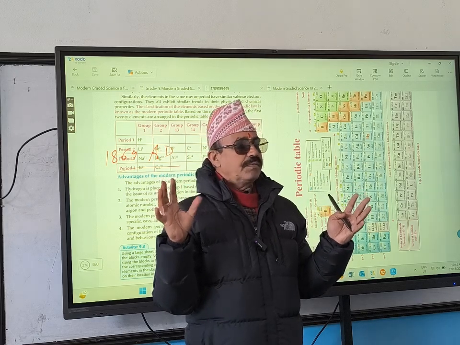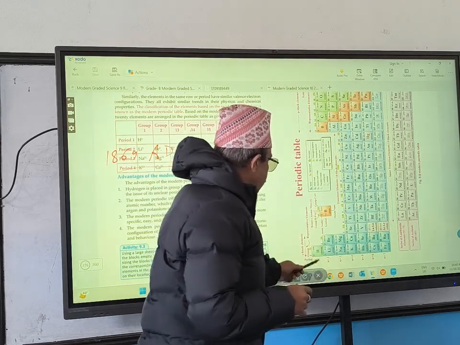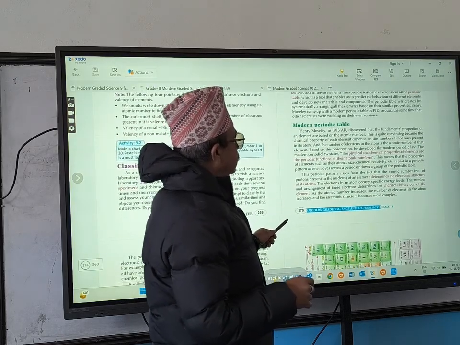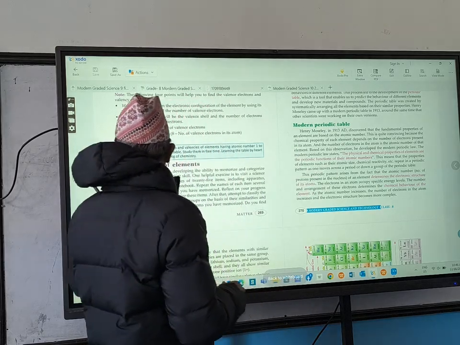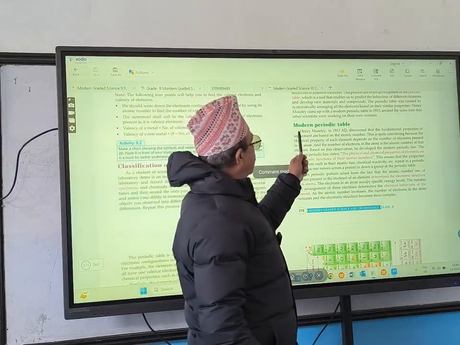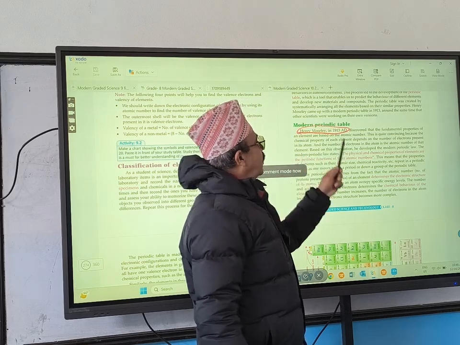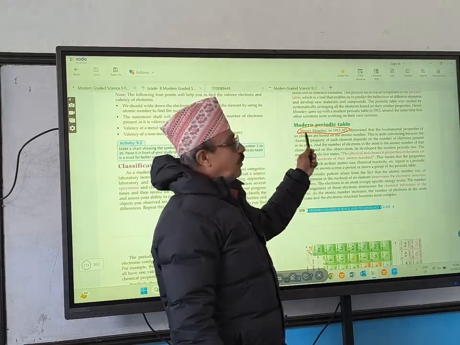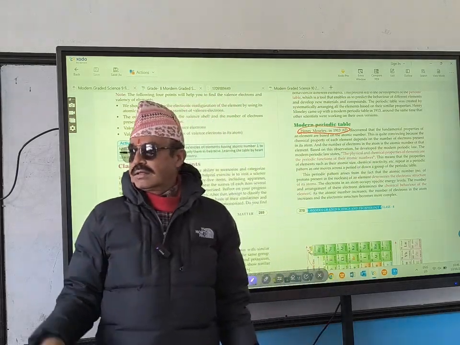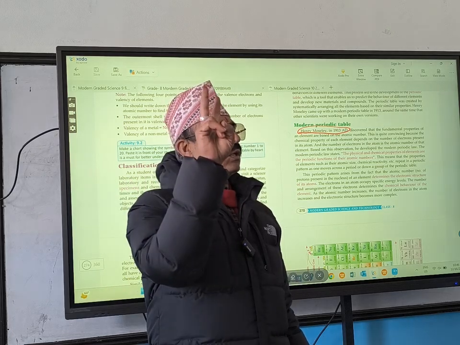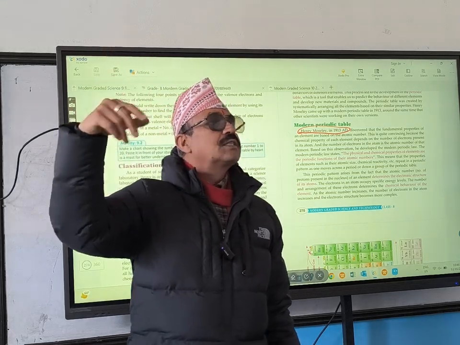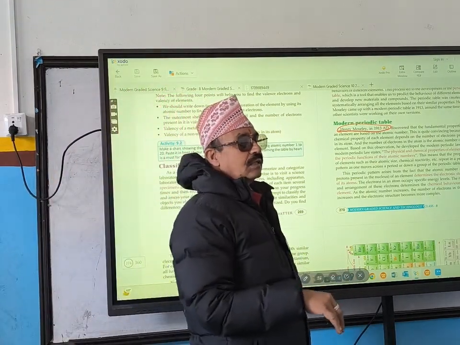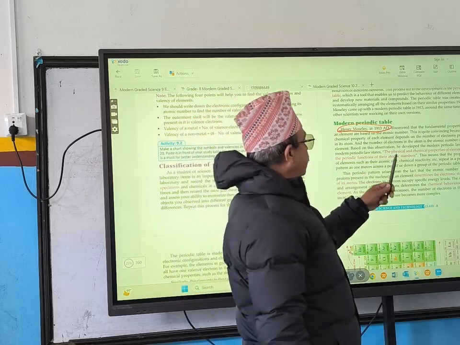periodic table for the first time, but there were some errors, and to overcome those errors, another scientist named Henry Moseley made another table. That table is called the modern periodic table. Now we have to keep in mind two persons: Mendeleev, his table, the old periodic table, and Henry Moseley, the new or modern periodic table.